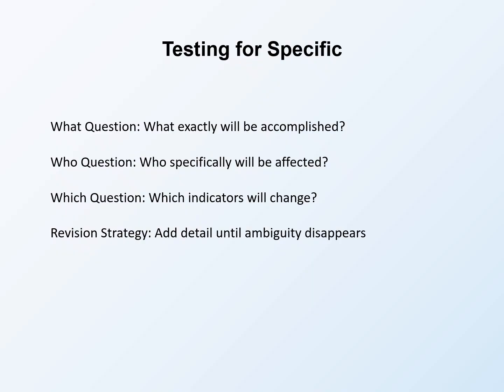The which question asks which indicators will change. What specific measure will demonstrate success? Naming the indicator adds specificity. The revision strategy adds detail until ambiguity disappears. If your objective could mean different things to different people, keep adding precision. When everyone would understand it the same way, it is specific enough.